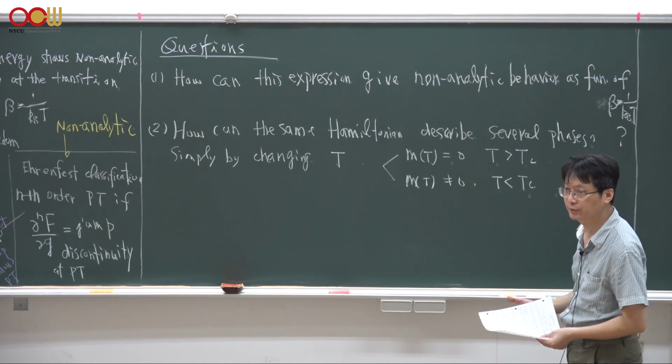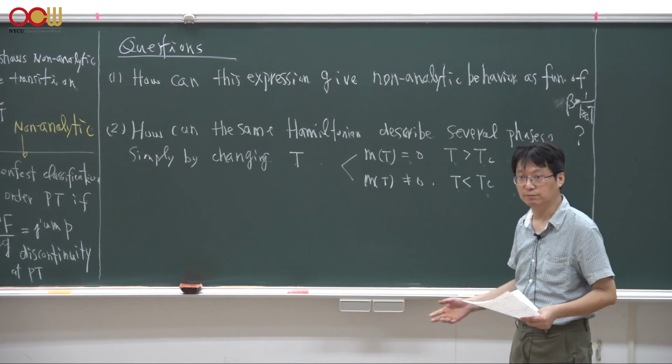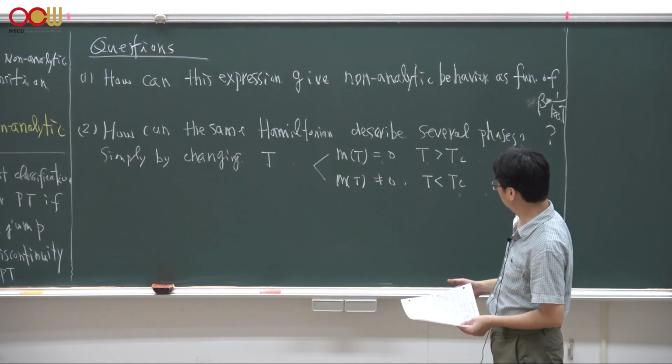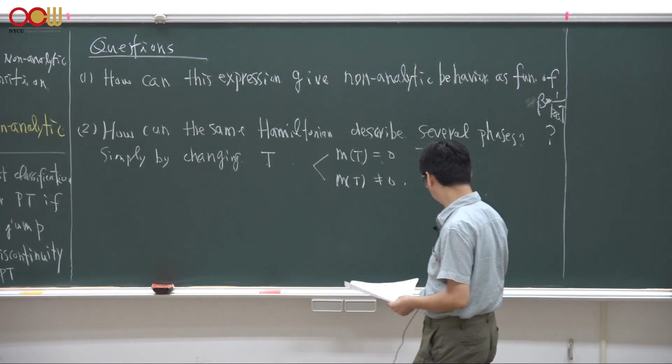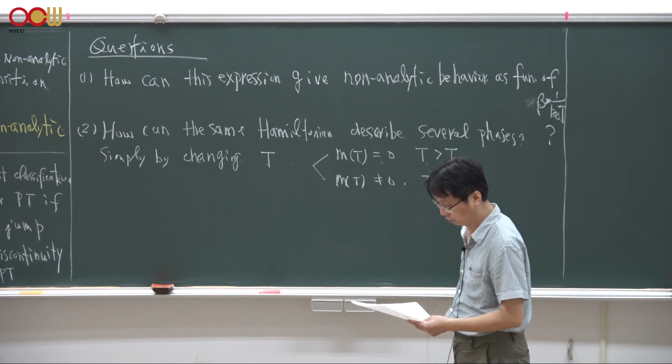Simply by changing temperature, we could have these two different phases. Or in many other examples, we have more than two phases under the same Hamiltonian. Okay, so this is the question that we want to ask in this course.